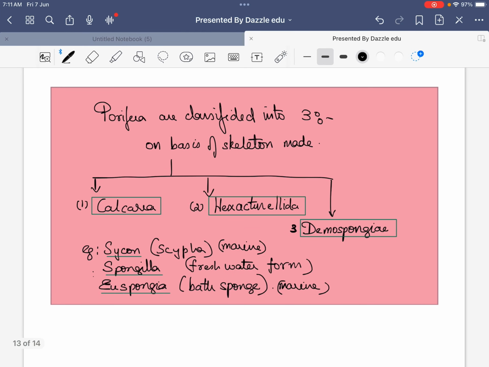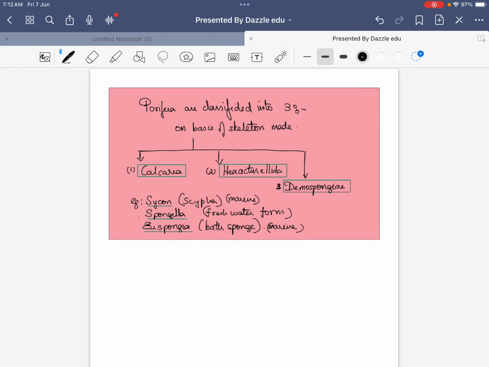Poriferans are classified into three classes on the basis of their skeleton system: Calcarea, Hexactinellida, and Demospongiae. Calcarea are made up of calcareous content, Hexactinellida are made up of siliceous material, and Demospongiae are made up of spongin fiber. We have three different examples of poriferans to learn. They are Sycon, Scypha, which is marine in nature, Euspongia, the bath sponge, which is also marine in nature, and then Spongilla, which is the freshwater form.